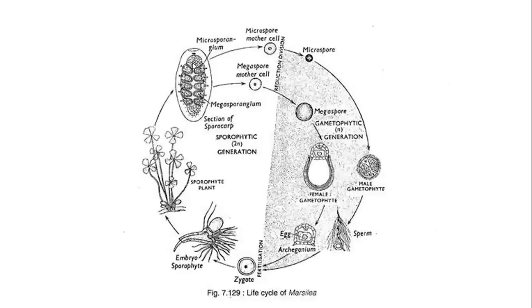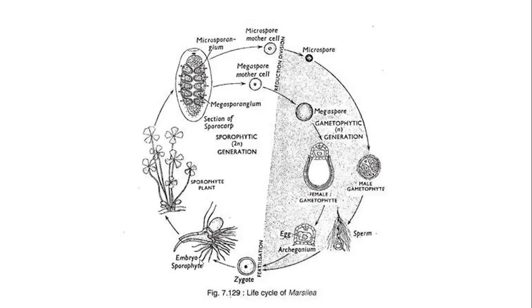This is a Marsilea plant. This is a sporocarp, with the microsporangium producing the microspore mother cell and the microspore, and the megasporangium developing the megaspore mother cell and a megaspore. Microspore forms into the male gametophyte. Megaspore develops into the female gametophyte. The male gametophyte develops the antherozoids, the male gametes, and the female gametophyte develops the archegonium, within which the female gamete is enclosed. These antherozoids move into it, fertilize, and develop a zygote.